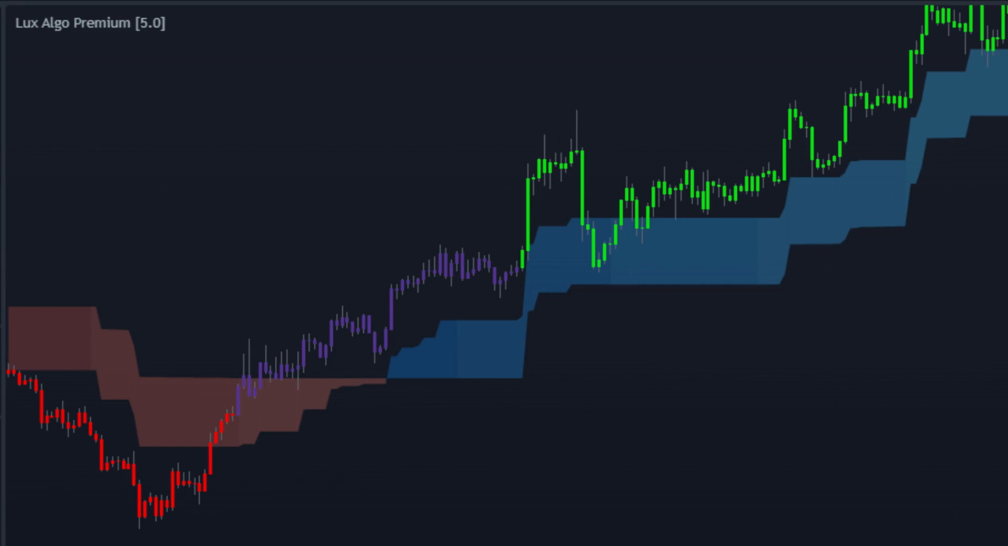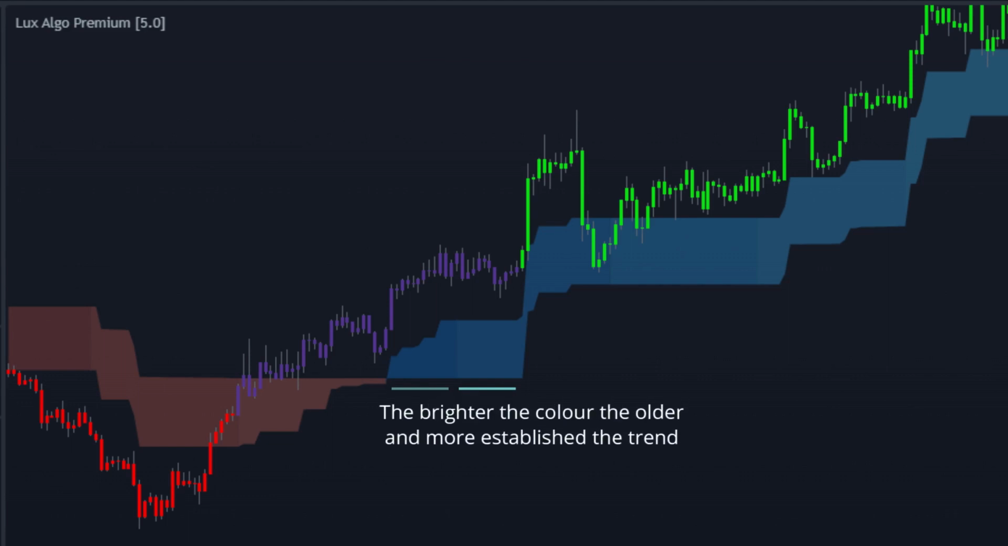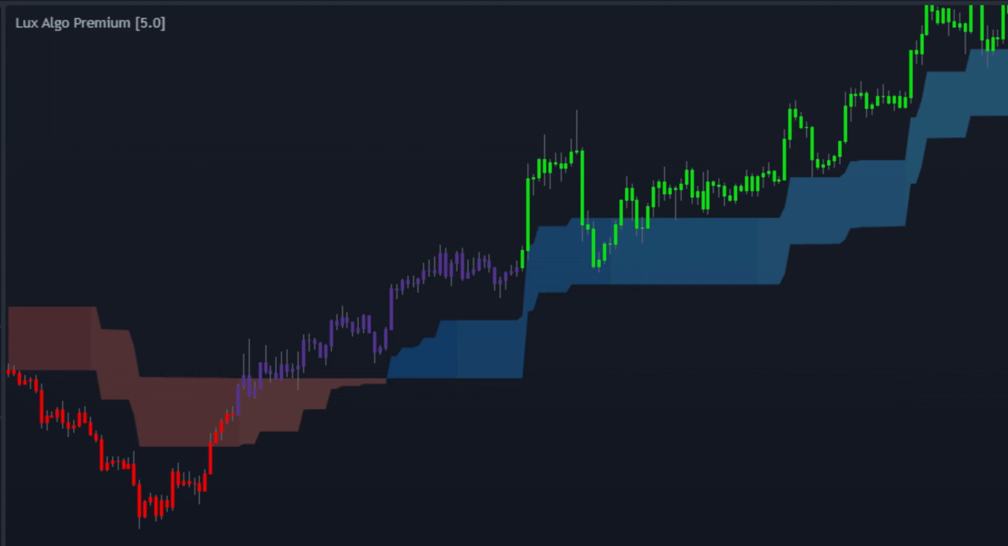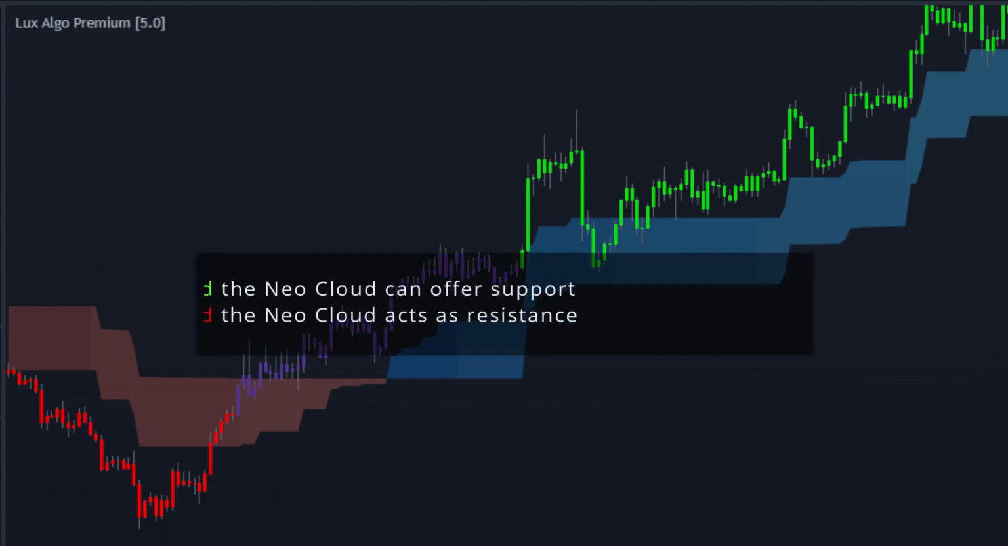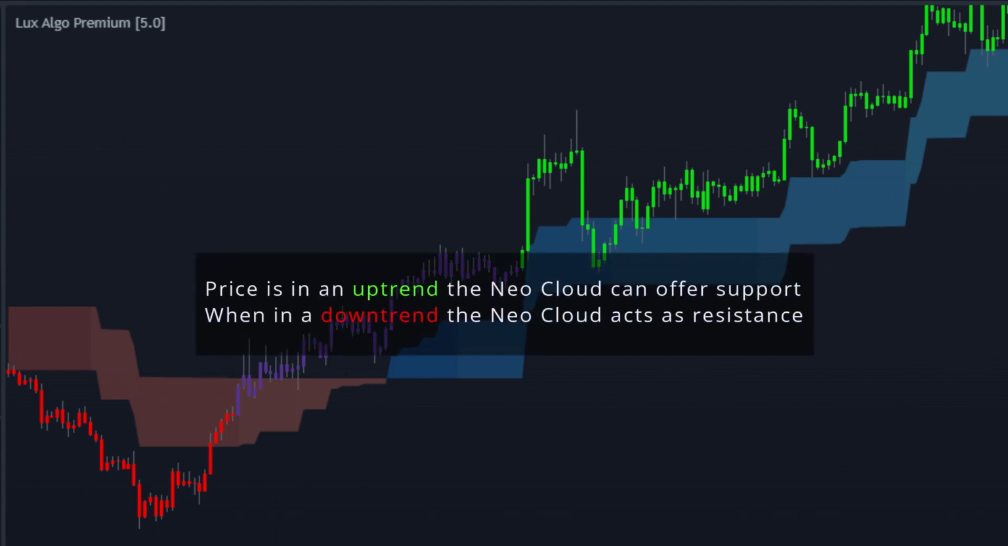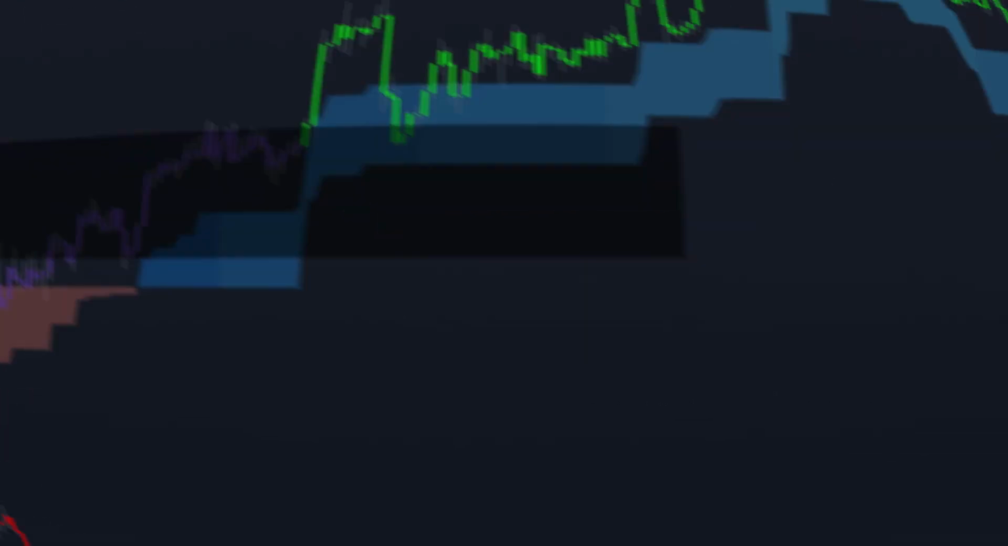The cloud is filled with a gradient colour, showing how new a detected trend is. The brighter the colour, the older and more established the trend. You can also use the NeoCloud as a support and resistance tool, depending on where price is in relation to the cloud. When price is in an uptrend, the NeoCloud can offer support. When in a downtrend, the NeoCloud acts as resistance.